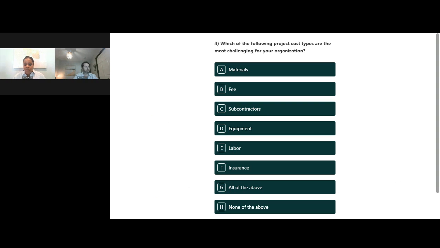Polling question number 4. All right, thank you. So the last polling question is, which of the following project cost types are the most challenging for your organization? Materials, fee, subcontractors, equipment, labor, insurance. There's all of the above and none of the above. And this is a long list, so you may have to enlarge the slide area to see the submit button for this one.